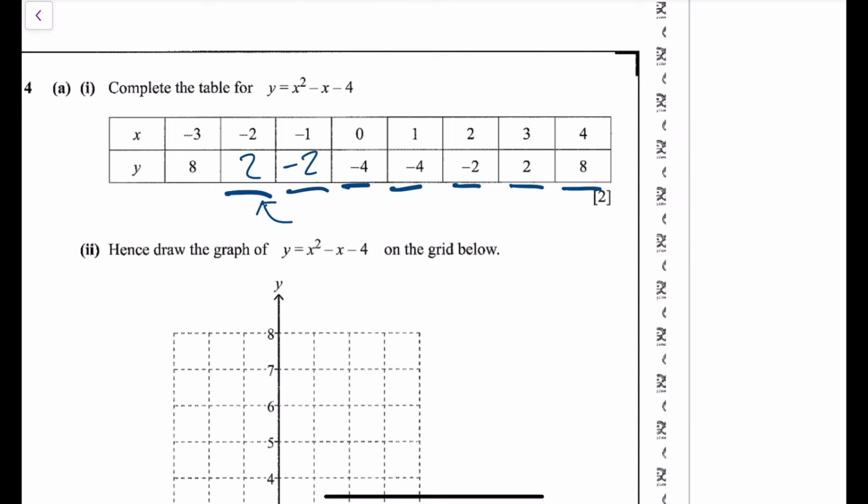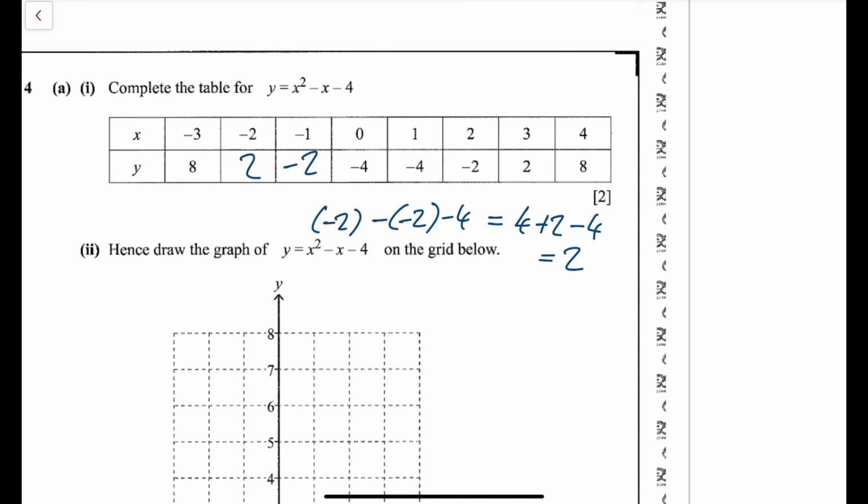My x value is minus 2, squared, then minus 2, and then minus 4. So what does that become? Minus 2 squared becomes 4, minus minus 2 is going to be plus 2, and then minus 4, and that gives me plus 2 as required. So I was able to use the symmetry thing. If you don't like that, then just work out the other values. It's only giving you 2 more to do.